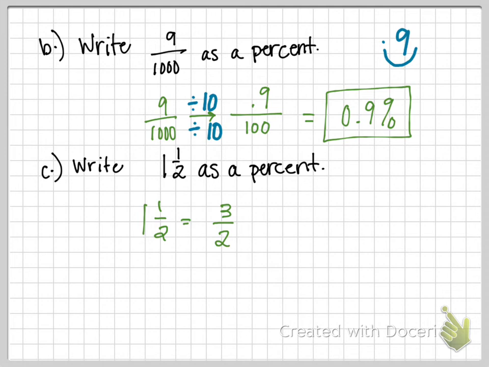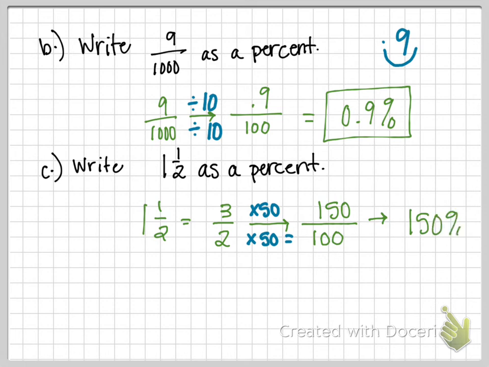And then what do we need to do next? Colin. Times by 50. Good. For the denominator, times by 50. Very good. We want to get a denominator of 100 because we're ultimately trying to get this to be a percent. So to go from 2 to 100, we multiplied by 50. Which means if we multiply by 50 in the denominator, we also must multiply by 50 in the numerator. What's 3 times 50? Modibo? 150. So then, to write it as a percent, we take the numerator, 150, and put a percent sign on it. 150%.